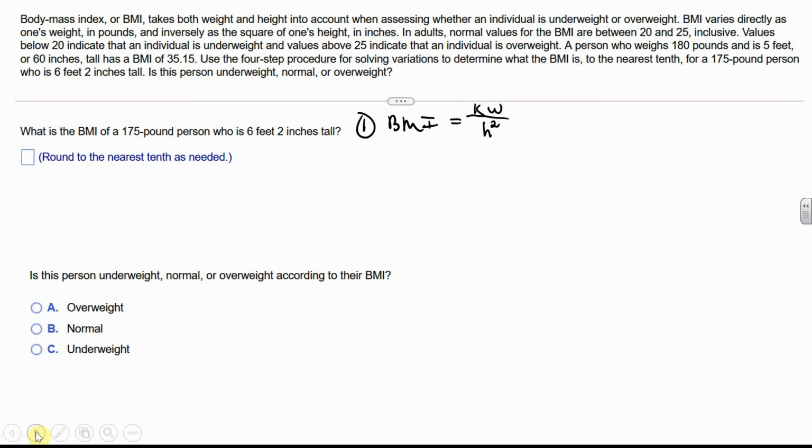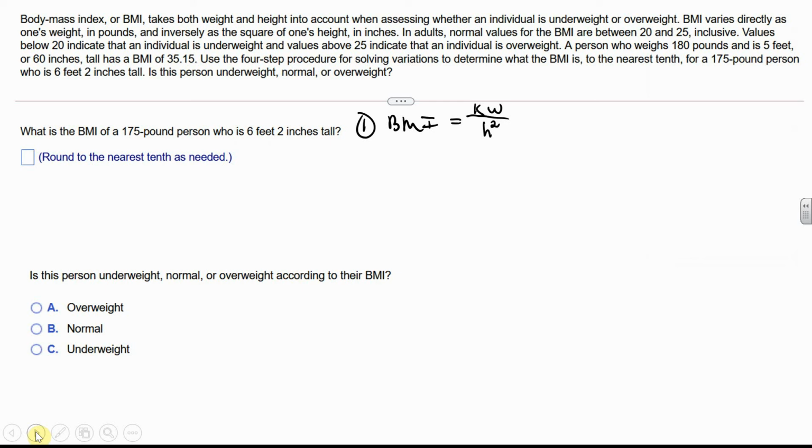In adults, normal values for the BMI are between 20 and 25. I think that needs to be re-examined. Values below 20 indicate that an individual is underweight, and values above 25 indicate that an individual is overweight. They use that for so much. They take that number and give projections for diabetes and heart conditions. It's crazy how they can take that. And I tell them, I don't believe you. No, I'm just joking. I try to go out there and do some running.